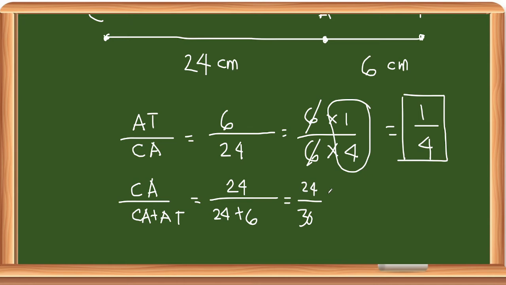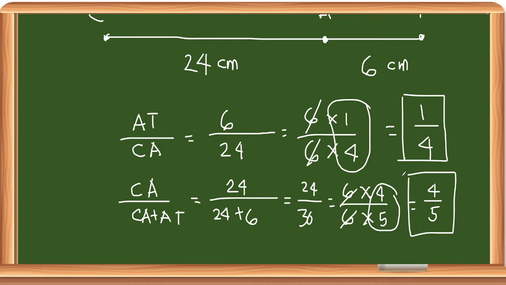Okay, you can factor this out also. You can reduce this also to the lowest term. This is both divisible by 6, so the common factor is 6. So this is 6 times 4, and this one is 6 times 5, since 30 is 6 times 5. Canceling this out, yung common factor nila, what's left is 4 over 5. So the ratio of CA over CA plus AT is 4 over 5.